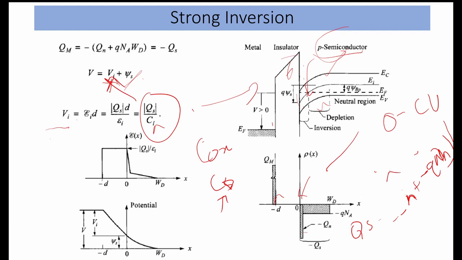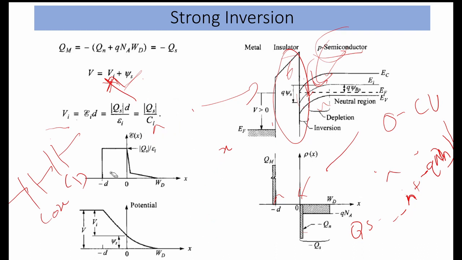Okay, there are two types of capacitors. One is because of the oxide layer, one is because of the semiconductor depletion region. Because of that there are two capacitors which are joined back to back. This is one capacitor, this is the second capacitor, this is COX, and this is CD, we can say.